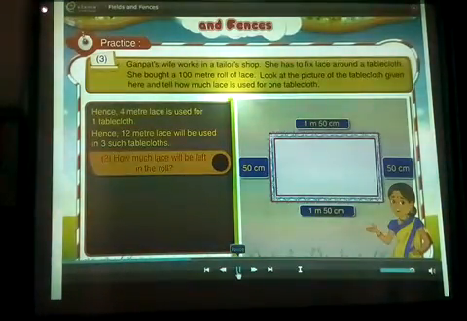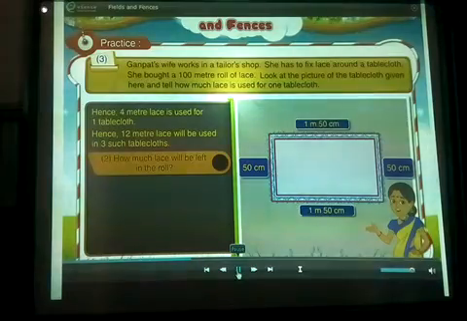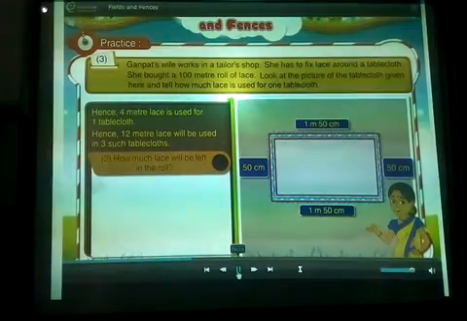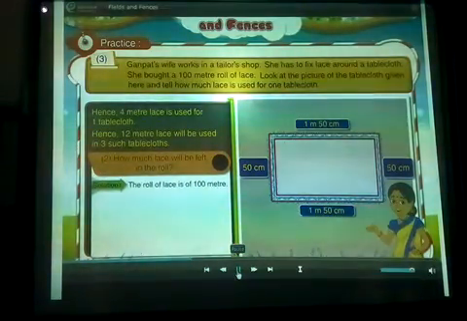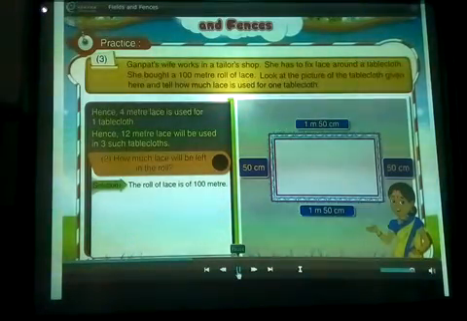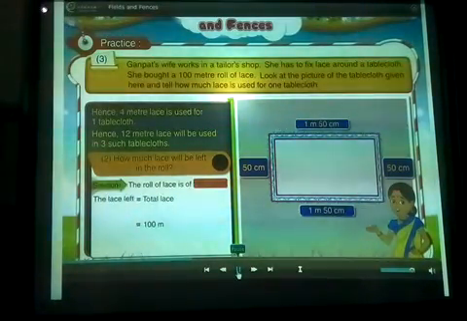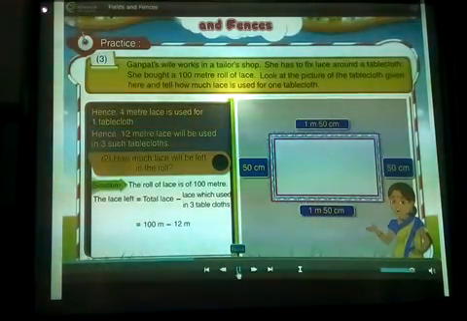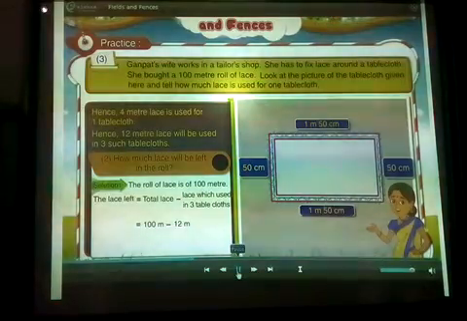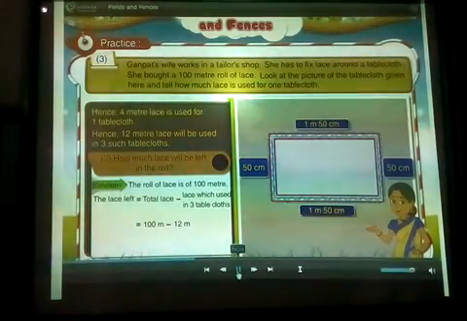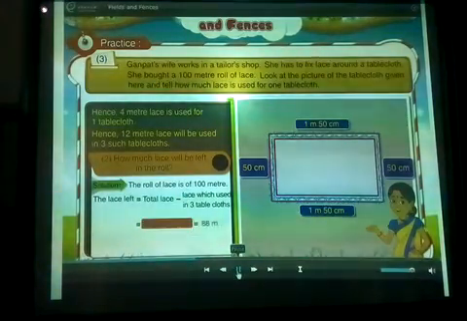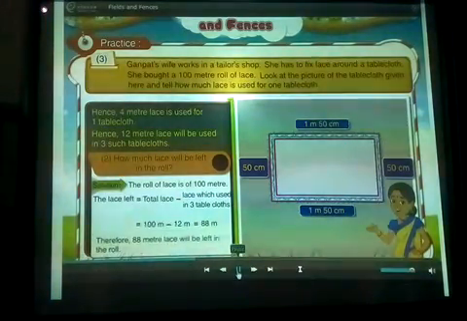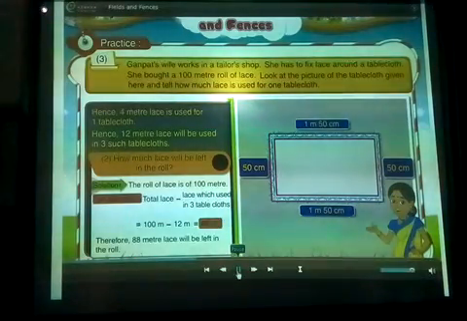2. How much lace will be left in the roll? Solution. The roll of lace is of 100 meter. Out of 100 meter, 12 meter lace is used in 3 tablecloths. So, the lace left is equal to 100 minus 12. That is equal to 88 meter. Therefore, 88 meter lace will be left in the roll.